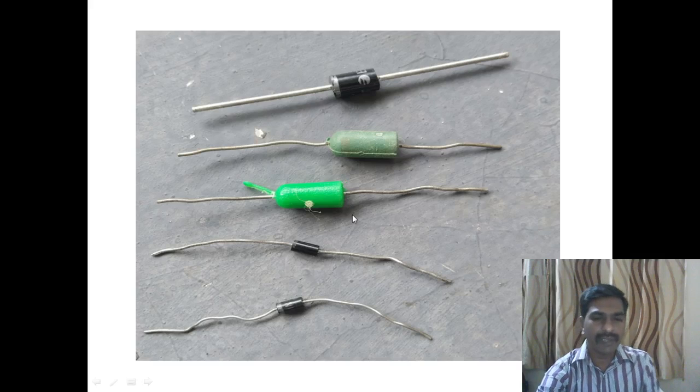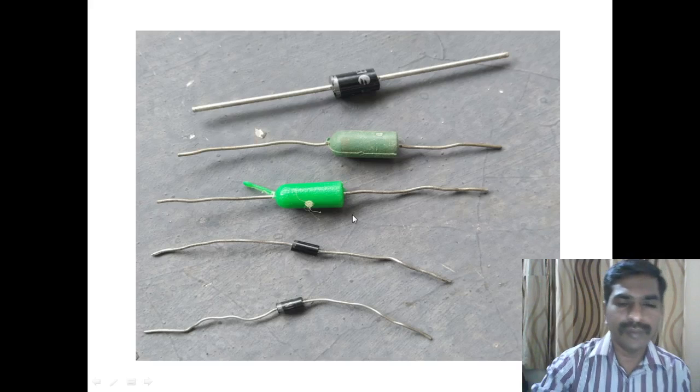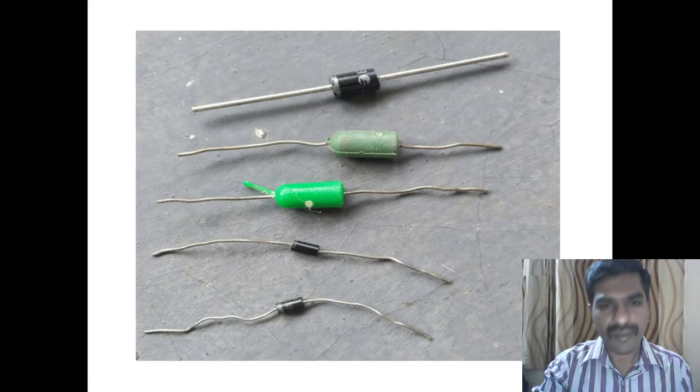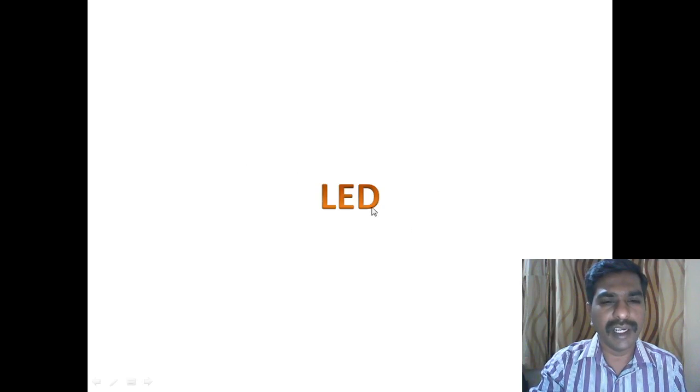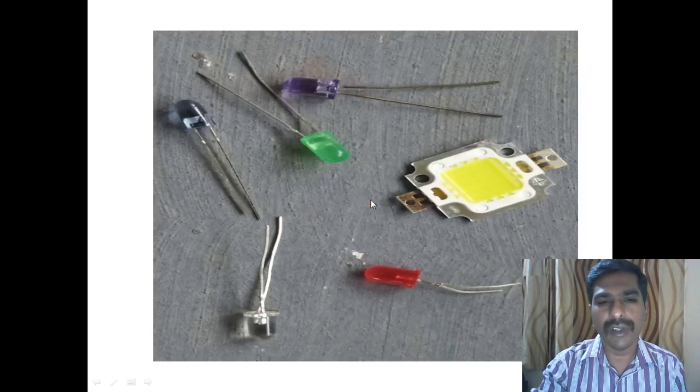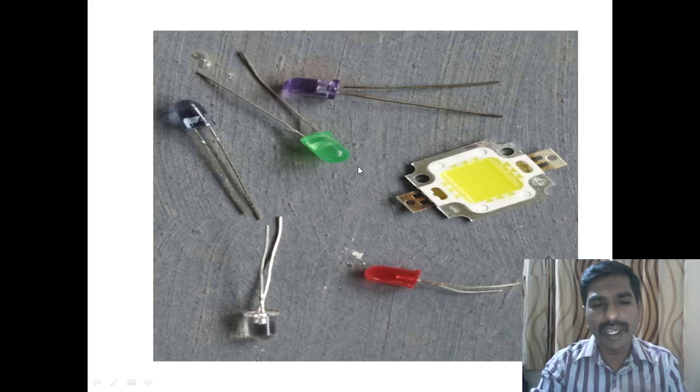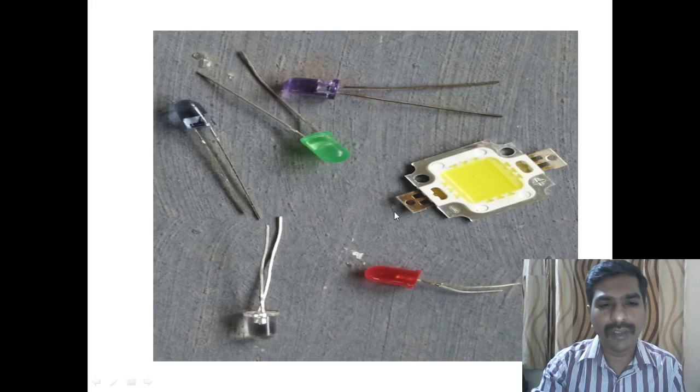Different sizes mean different power handling capability, which we use in our electronics laboratory. This is the diode symbol, written like this. And coming to the LED, that's a light emitting diode. The advanced feature of this diode is that it emits light. These are all diode versions, but this one emits light. So you can see different kinds of diodes.